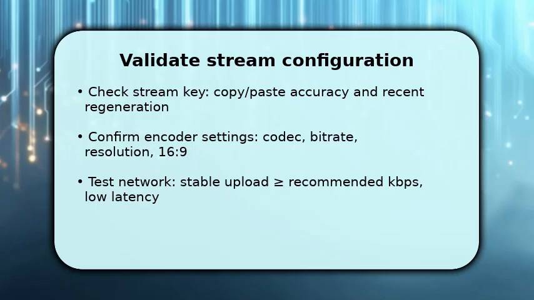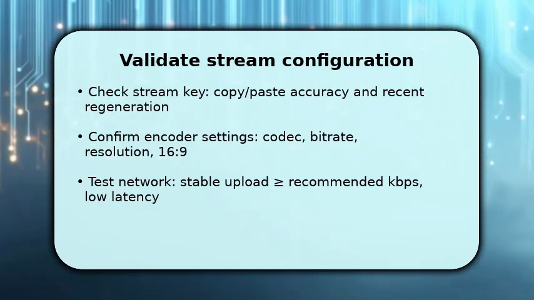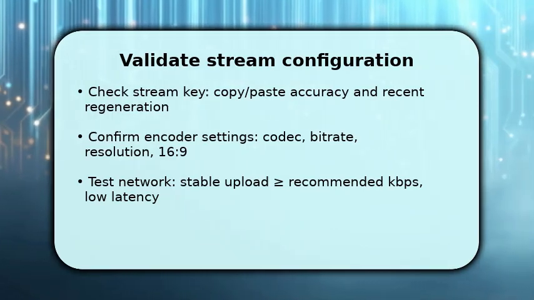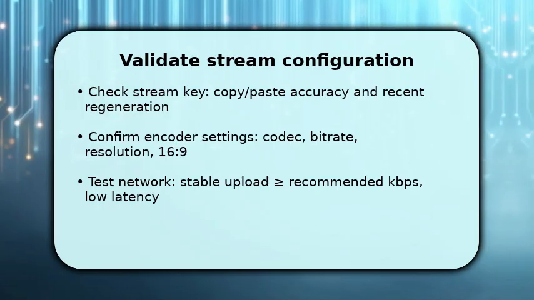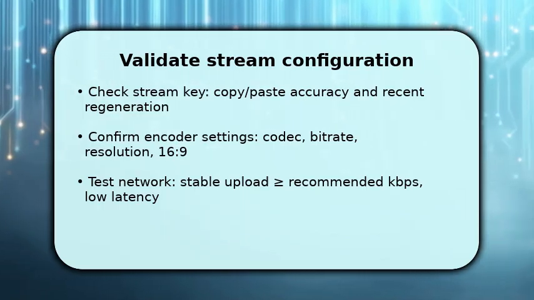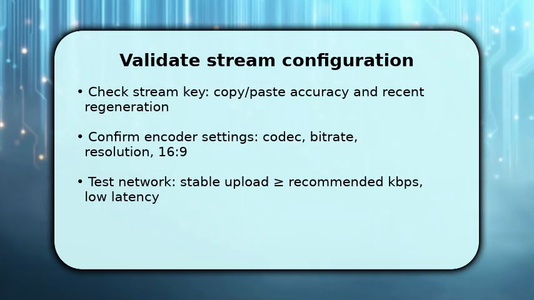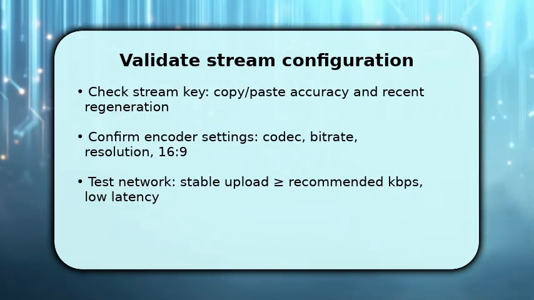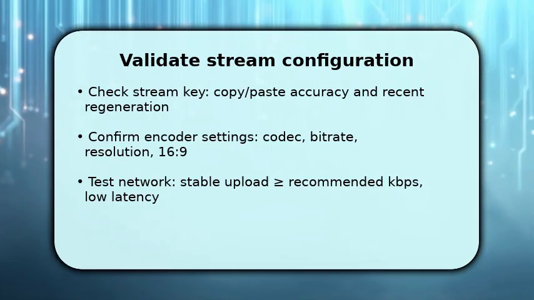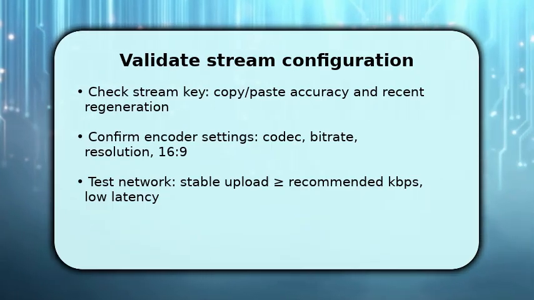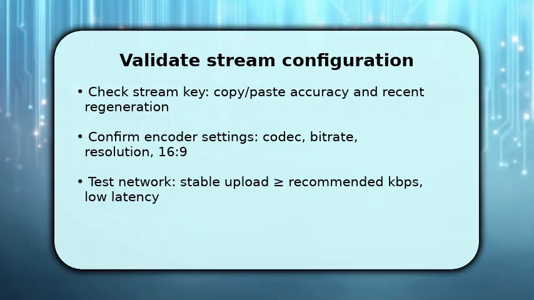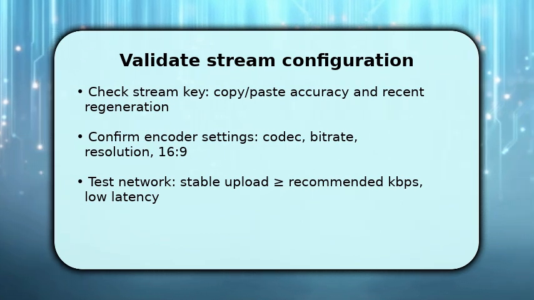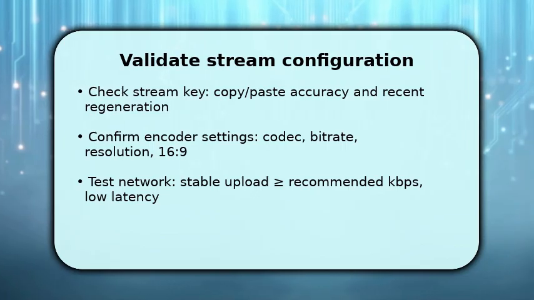Next, validate the technical configuration because most failures come from mismatched settings. You should paste the stream key fresh, don't reuse an old one, and regenerate if unsure. Configure your encoder. Match platform codec requirements, set bitrate within recommended range, and choose the correct resolution and aspect ratio. Then test your network. Run a quick upload speed check and ensure your upload meets or exceeds the platform's minimum. Once you confirm these, run a short private test stream to catch errors early.